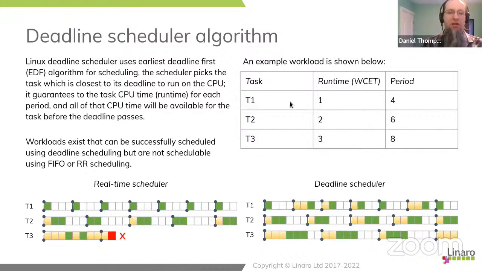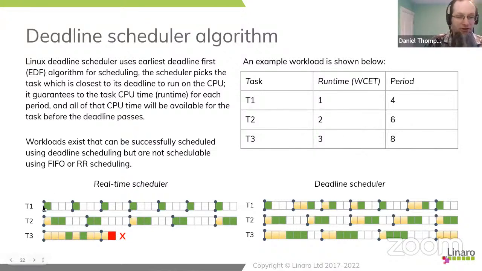So task 1 has a 4 millisecond window, and it must be executed somewhere within that 4 millisecond window. And then you start a new window, and it must be executed somewhere within the 4 millisecond window again. So T2, 2 milliseconds and 6 milliseconds, and then 3 milliseconds and 8 milliseconds.